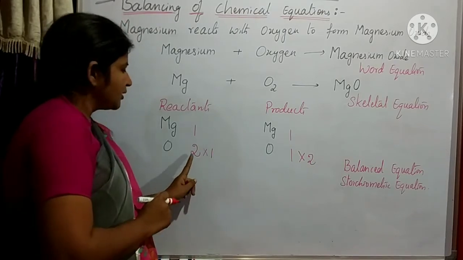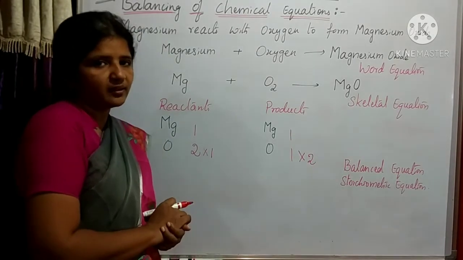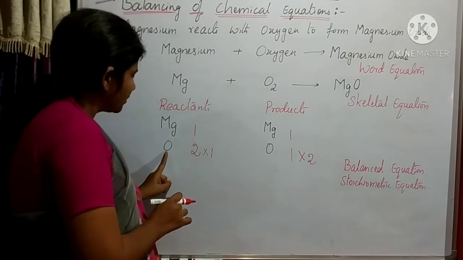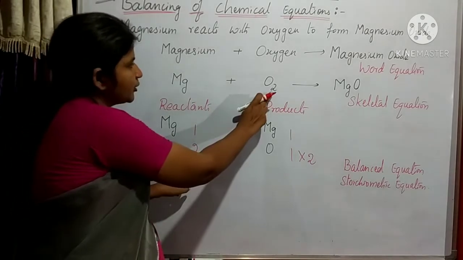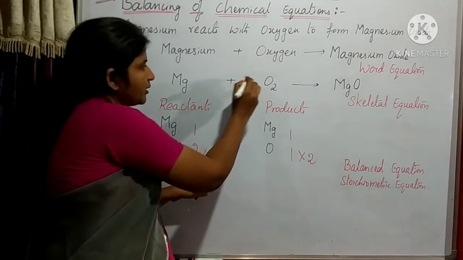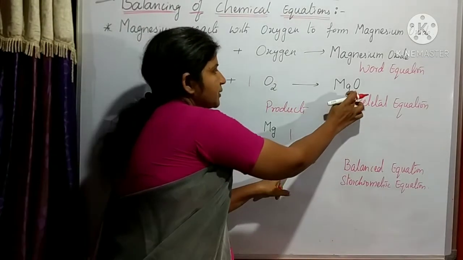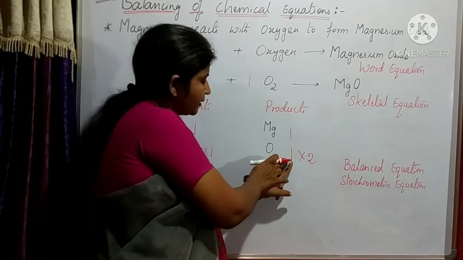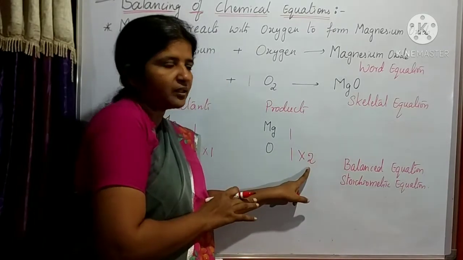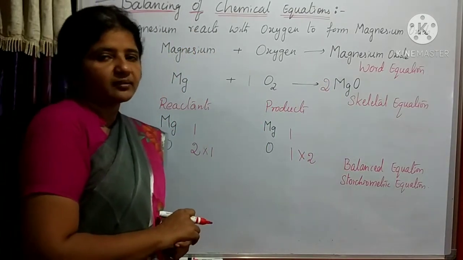Now look here, 2 ones are 2 oxygens, 1 twos are 2 oxygens. So they are the same. Then write the numbers. Here, how many oxygens are there? 2. So multiply with this number. Next, on the product side, how many oxygens are present? 1. And next, oxygens, multiply with what number? 2. So before that we should write 2.